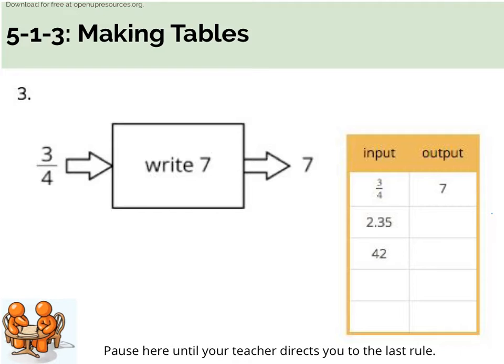This one is also a strange rule. The rule is just to write the number 7. So here we go. No matter what my input is, my output is always going to be 7, even if my input is 1 million or just 2.